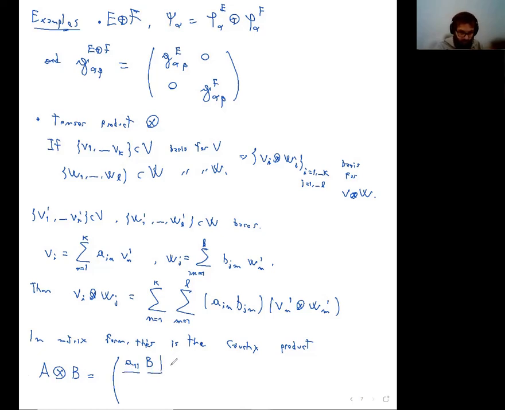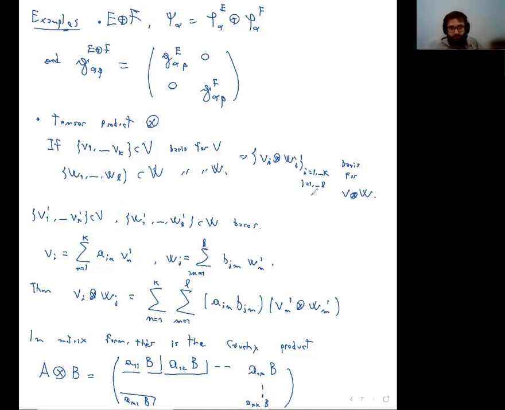And then here you put A12 times B, and you keep going until you have A1K times B. And below, you keep going until AKKB. This is AK1B. So what's the dimension of this matrix? Well, it's simply L times K, which is, of course, the dimension of the vector space. Okay.